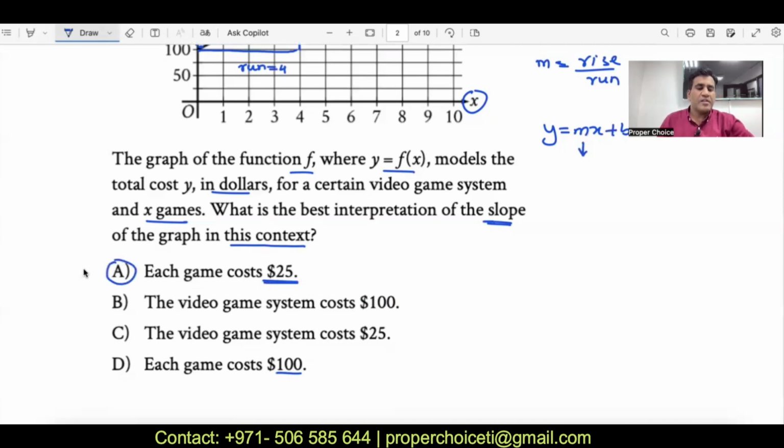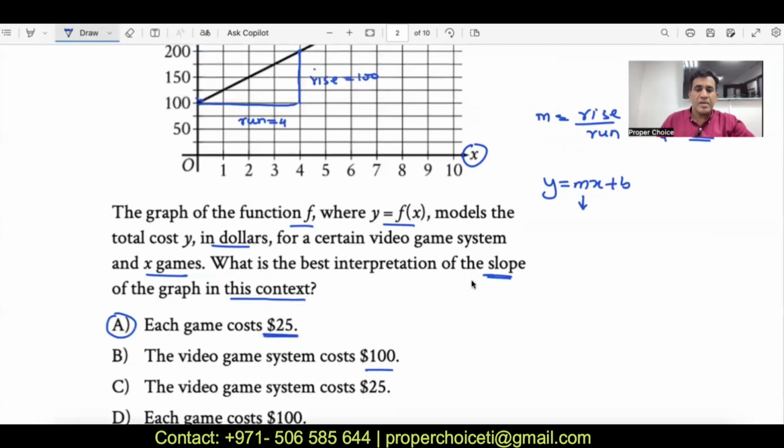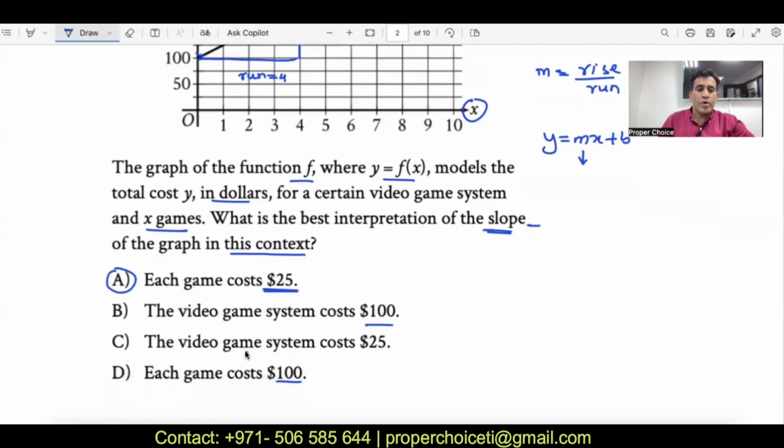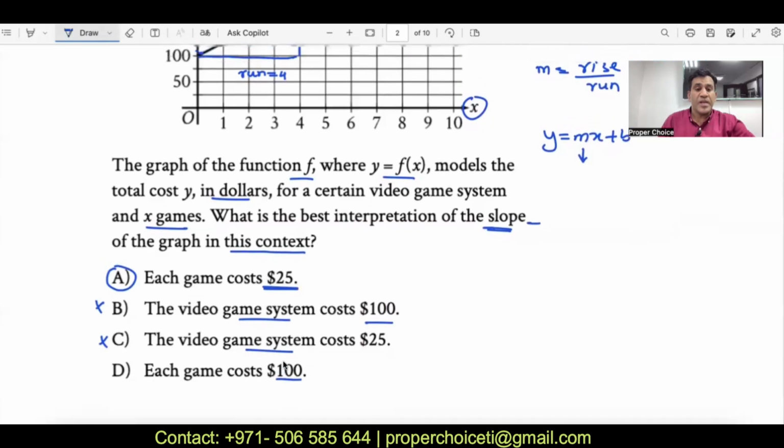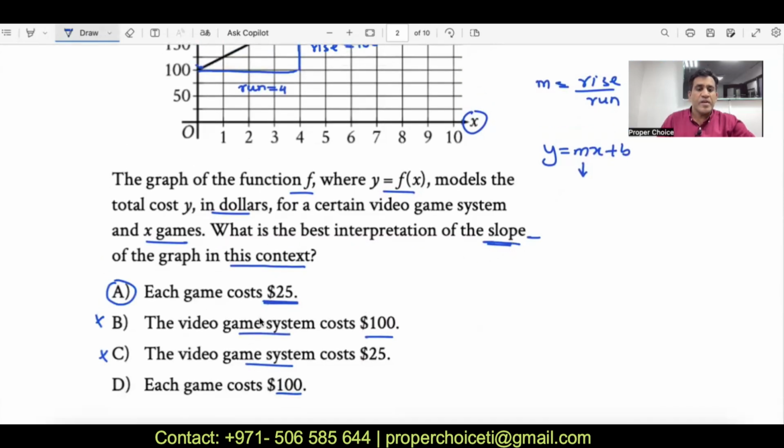In case you have any confusion with this, you can read the other options and clarify. The video game system costs 100. That is wrong, because the question is asking me about the slope, not about the video game system. So I eliminate this. The video game system, again I eliminate this. Each game costs $100. No, as you say the slope is 25, so each game costs $25. So it makes sense with this option, which is A.